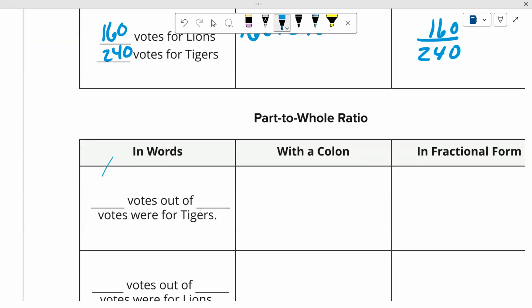So we know that there were 240 tiger votes. And now the "out of" right here means we need to find a total. So we need to know how many is total. So you would take the 240 tiger votes and add it to the 160 lion votes, and that equals, well, 60 plus 40 is 100, so this total is 400.